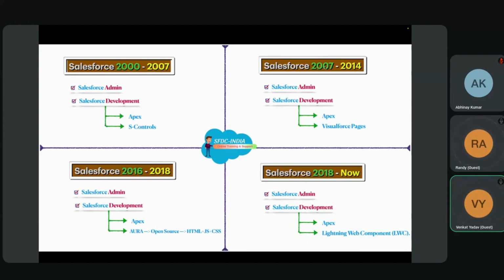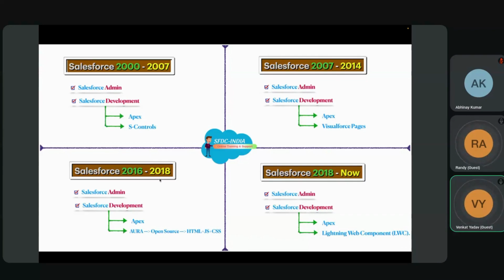After that, from 2007 to 2014, admin is the same, development is the same, Apex is the same, and instead of S controllers, they brought Visualforce pages. Why? S controllers were already there. Why did they bring Visualforce pages? Compared to Visualforce pages, while building the user interface, S controllers are slow, and for security purposes, compared to S controllers, Visualforce pages provide more security and more efficiency. That's the reason they selected them from 2007 to 2014. They used Visualforce pages to build the UI. The backend is the same. Maybe we got some updates.